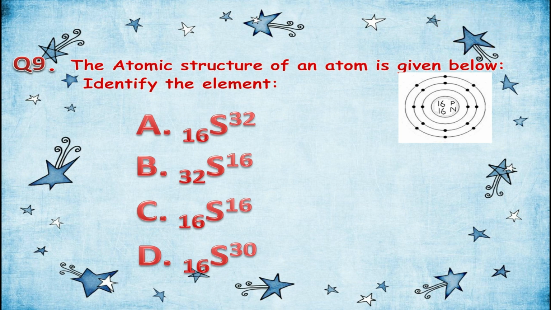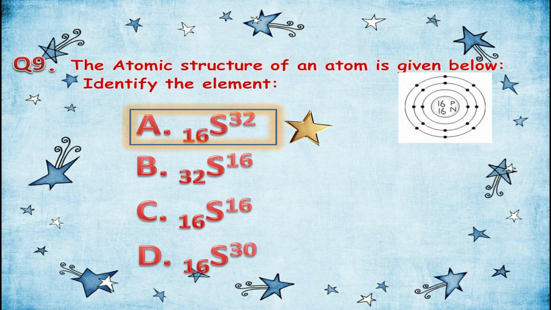Okay, time's up. The correct answer is option A, 16S32, because this element is sulfur. The symbol for sulfur is S, and with the symbol, atomic number and atomic mass are written like this. 16 is the atomic number of sulfur and 32 is the atomic mass of sulfur. If you have given this correct answer, you got 1 point. For wrong answer, you got 0 point. Now let's do the next question.